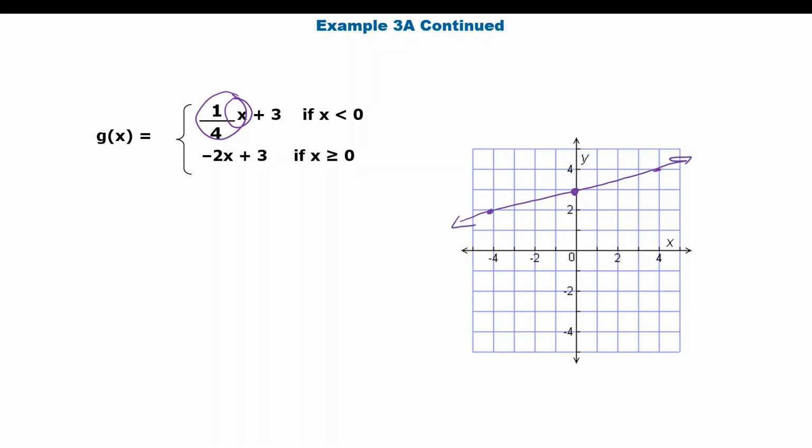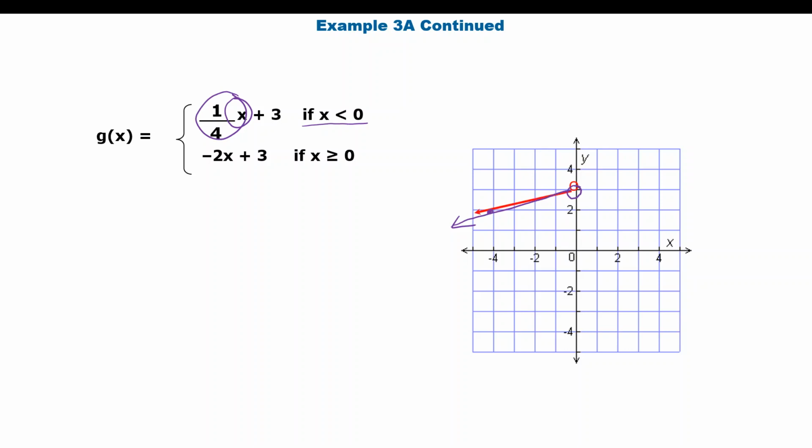All right, but notice that it says if x is less than or equal to 0. So I'm going to have to not go all the way there. I'm going to have to go less than or equal to 0. So I'm going to have an open hole here, and I'm just going to draw right there. Okay, so there's my open hole, there's my line.